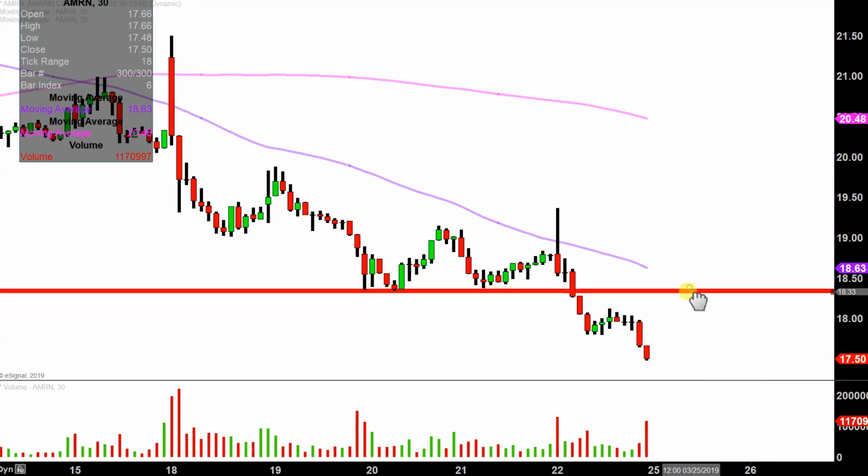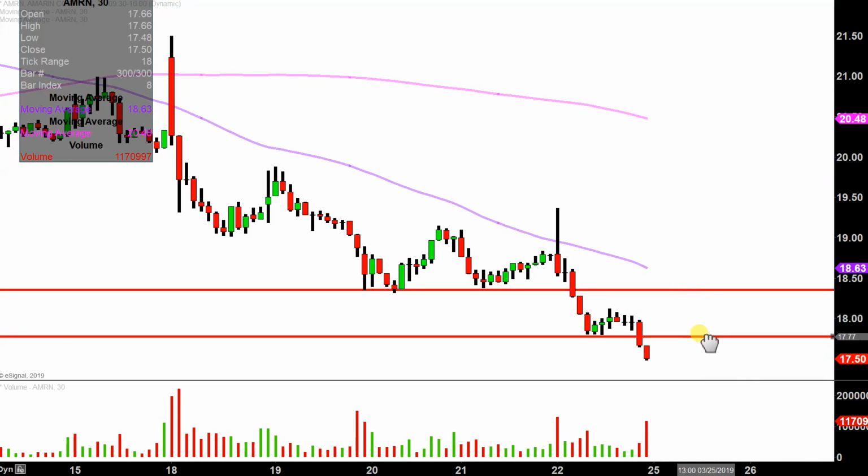The near-term level of resistance going into Monday is going to be down here at $17.75. So $17.75 and then 1840 are going to be those two key levels of resistance if there is any sort of bounce next week. Now, what about levels of support?